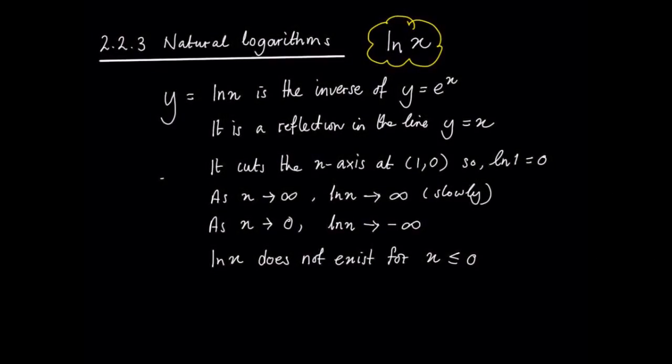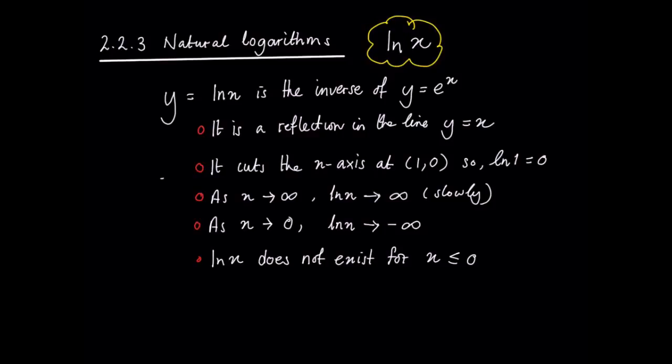To summarise what we learned in the animation then, the natural logarithm is written as ln x. y equals ln x is the inverse of the exponential function y equals e to the x. And ln x is a reflection of the graph of the exponential function in the line y equals x. It cuts the x-axis at (1, 0), so log of 1 is 0. As x approaches positive infinity, log of x approaches positive infinity, albeit slowly. And as x approaches 0, log of x approaches negative infinity.